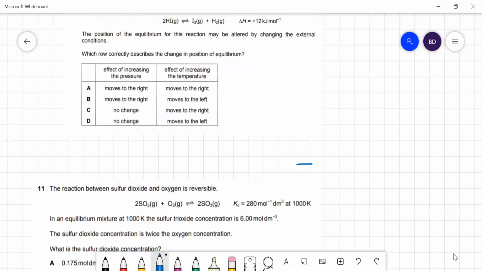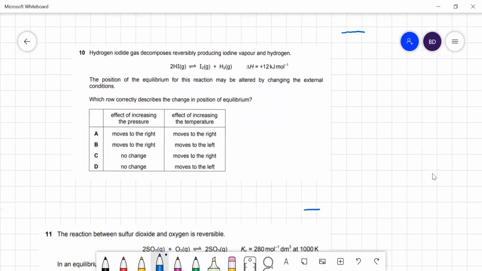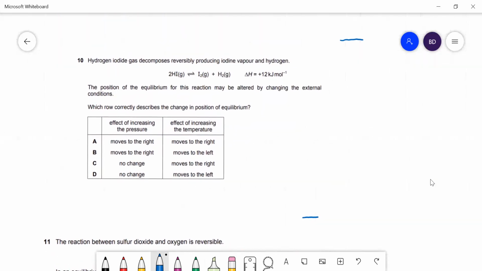Number 10, okay. Hydrogen iodide gas decomposes reversibly to produce iodine and hydrogen. The position of equilibrium for this reaction may be altered by changing the external conditions. Which row correctly describes the change in the position of equilibrium? Okay, right. If we increase the pressure, let's have a look at the pressure. We've got 2 moles on the left-hand side and 1 plus 1 on the right-hand side, so 2 moles. So pressure has no effect. So it's got to be C or D.